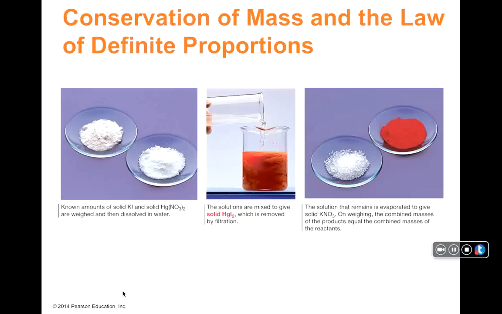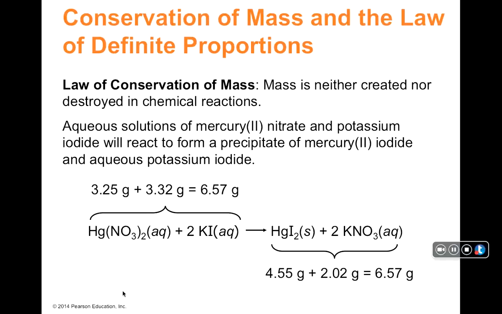So if you took the masses of what you started with here, and that's what's given here, you take the masses you started with and the masses in the result, the sum total has to remain the same. And this comes from the law of conservation of mass, that mass is neither created nor destroyed in chemical reactions. Obviously, this does not apply to nuclear reactions, so if you're thinking about those, we're specifically talking here about chemical reactions, and the law does apply to chemical reactions.